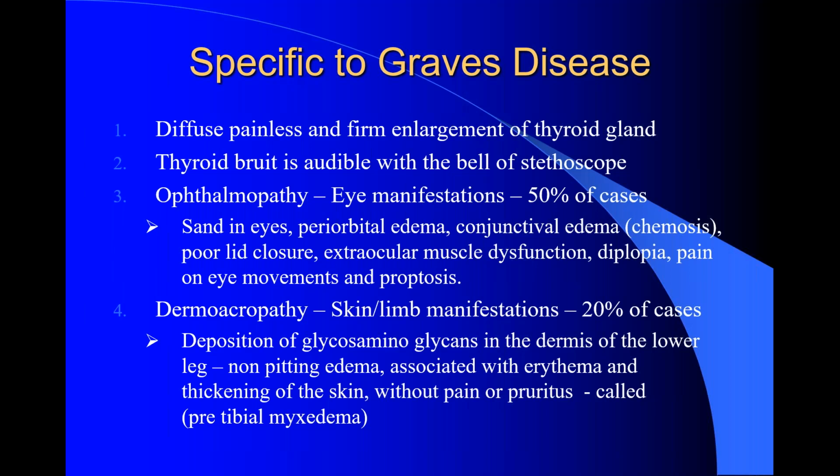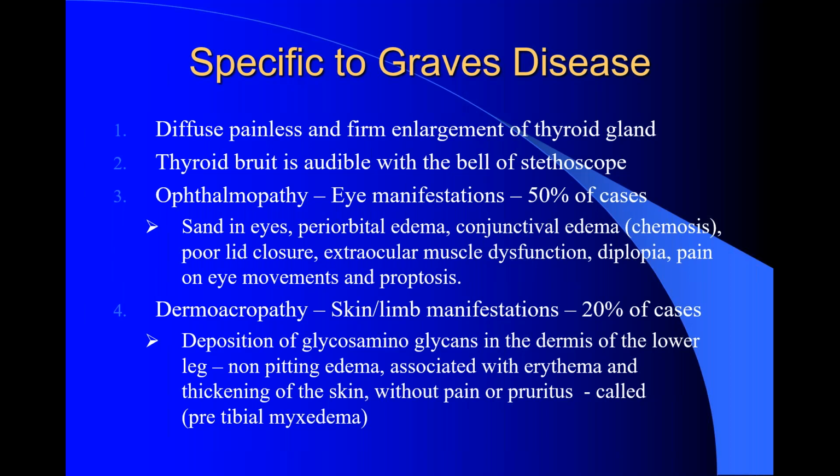Then you can have ophthalmopathy as an eye manifestation, which can be seen in 50% of cases. These manifestations could be just sand in the eyes, periorbital edema, conjunctival edema. Patient can have poor lid closure, extraocular muscle dysfunction could be there. Patient can have diplopia, proptosis, or pain on eye movement. So these things could be there in Graves' disease.